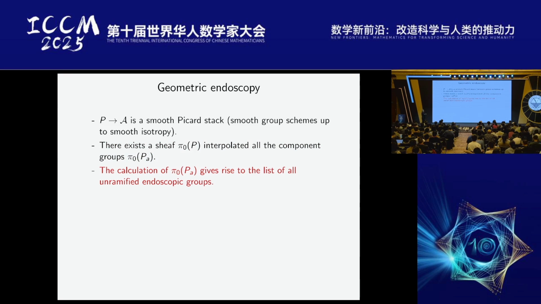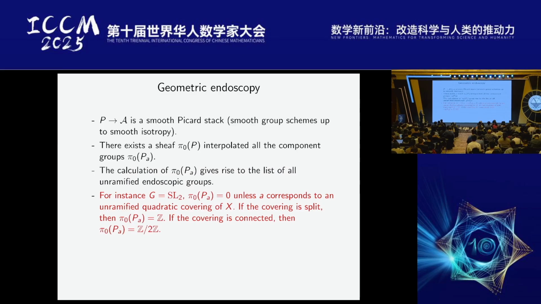And what is quite a remarkable fact here is that when you sit down to calculate what pi naught of P_A is, you recover this complicated notion in automorphic forms called endoscopic groups. So when the torsion part of pi naught of P_A jumps, you hit some endoscopic groups. That is the basic statement.